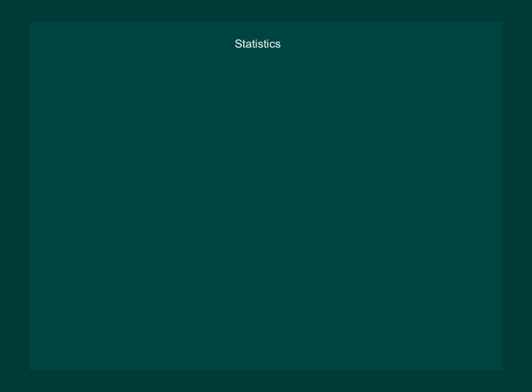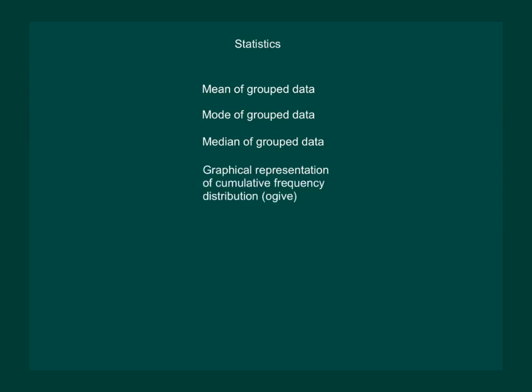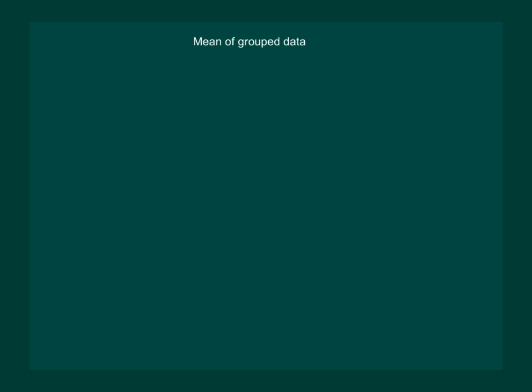Statistics. In this chapter, we shall learn to find mean of group data, mode of group data, median of group data, and graphical representation of cumulative frequency distribution or the ogives. Here we shall include more than type and less than type ogives and finding median from them. We shall extend the study of mean, median and mode from ungrouped data to that of grouped data.